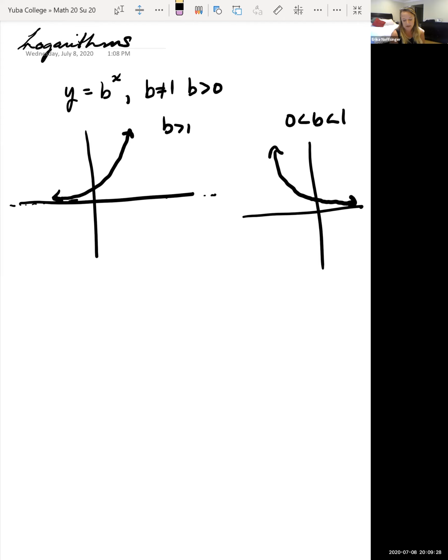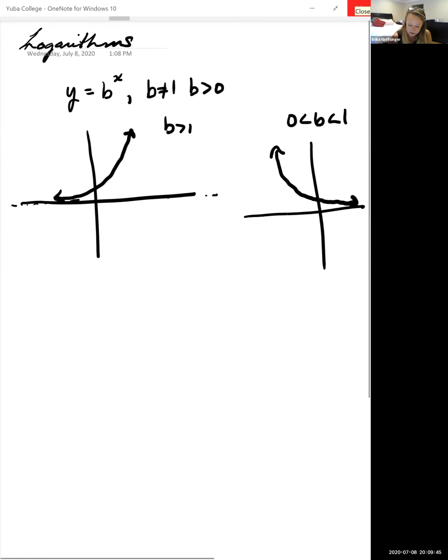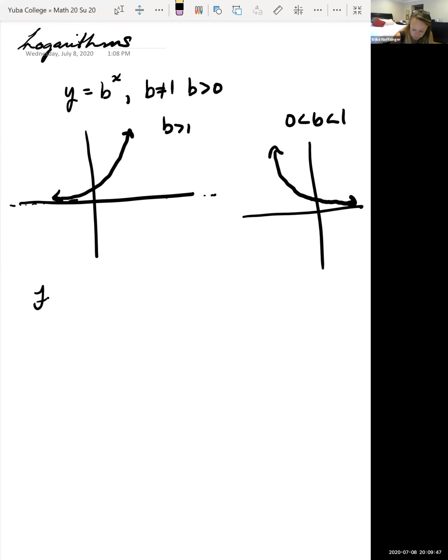we said that functions that were one-to-one had an inverse function. And we talked about how to solve for inverse functions, and we did that by swapping our x and y values and then solving for y. And so if we try to find the inverse of y equals b raised to the x power.